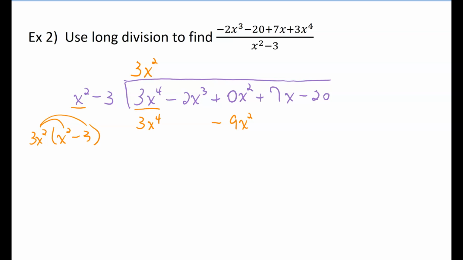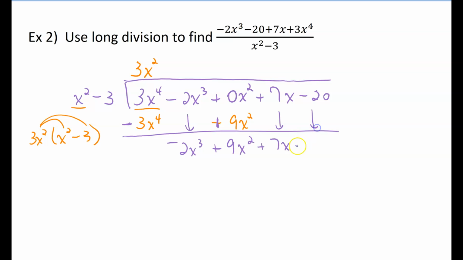What do we have to do with that line? Subtract it. So I'm going to flip all of my signs over here. Our first column is now 0. Do I have anything to add to my negative 2x cubed? No, so we're just going to carry that down. And now I have 0x squared plus 9x squared, so that's 9x squared. My last two terms don't have anything to add to them, so I'm just going to carry them down.